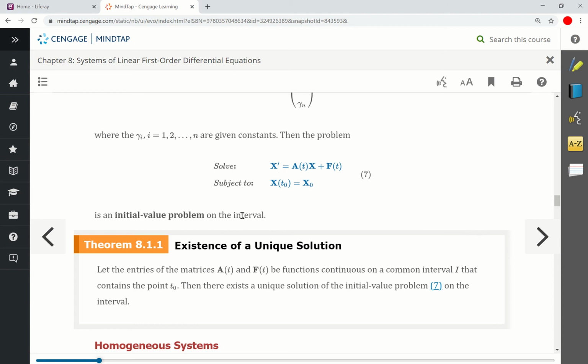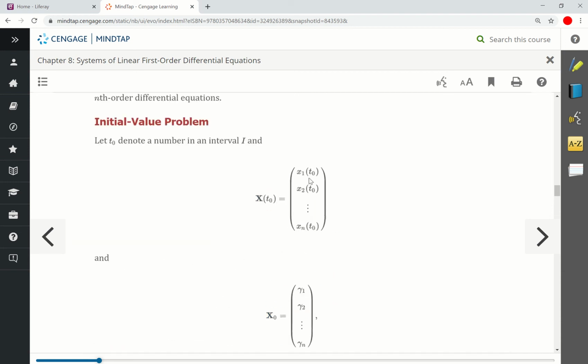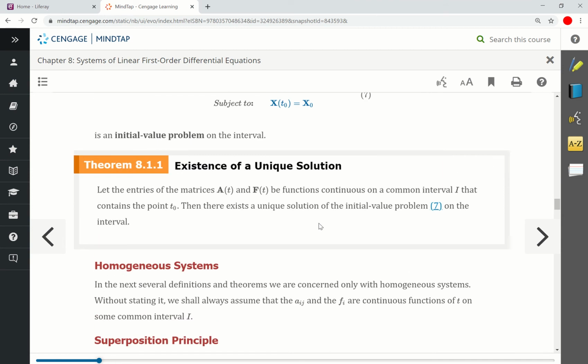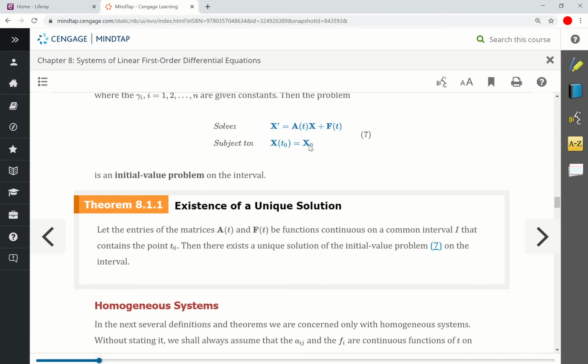An initial value problem on a given interval will be of the form x prime equals A times x plus f, where, recall explicitly, A of t and f of t are both functions of t, even though they're matrices. And this is subject to the initial condition that our solution vector x evaluated at t0 should be equal to x naught. And that x naught is simply the value we would get when we evaluate each of these component functions at some particular value of t.